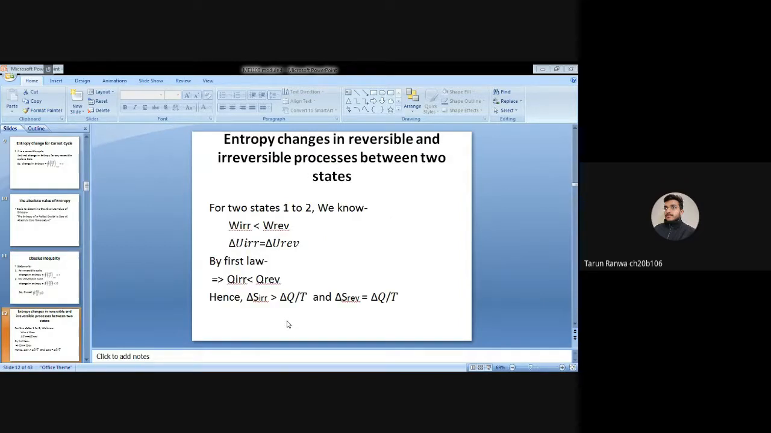Now, entropy change in reversible and irreversible processes between two states. For state 1 to 2, we know W irreversible is less than W reversible, and delta U reversible equals delta U irreversible because delta U is a state function, not a path function. So by the first law, we can write Q irreversible is less than Q reversible, and delta S irreversible is greater than delta Q by T, and delta S reversible equals delta Q by T.